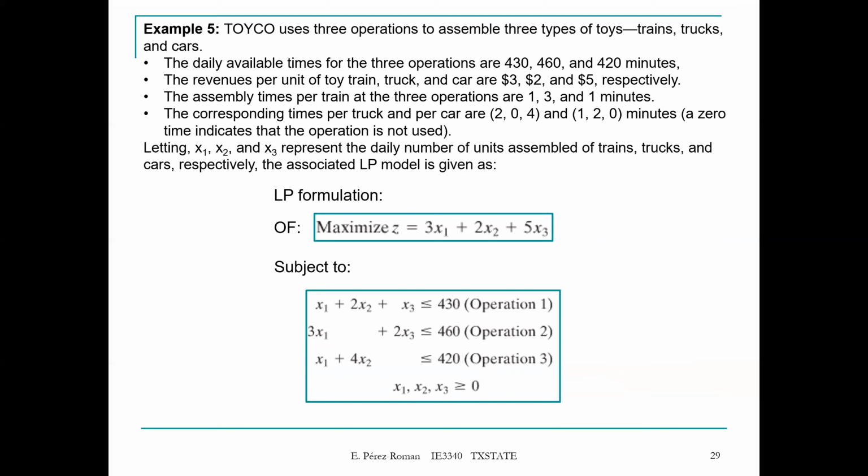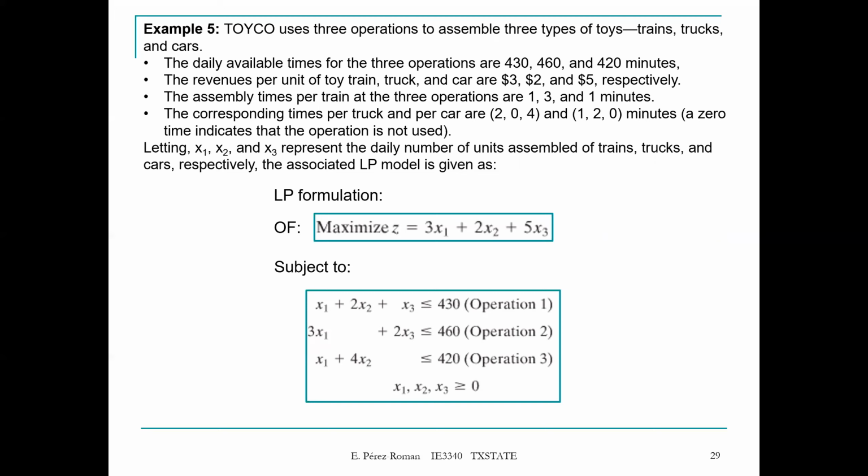The assembly times per train at the 3 operations are 1, 3, and 1 minutes. The corresponding times per truck and per car are 2, 0, 4 and 1, 2, 0 minutes. The 0 time indicates that the operation is not used. So we have 3 decision variables, x1, x2, and x3, representing the daily number of units assembled of trains, trucks, and cars. And the associated LP model is given as follows.